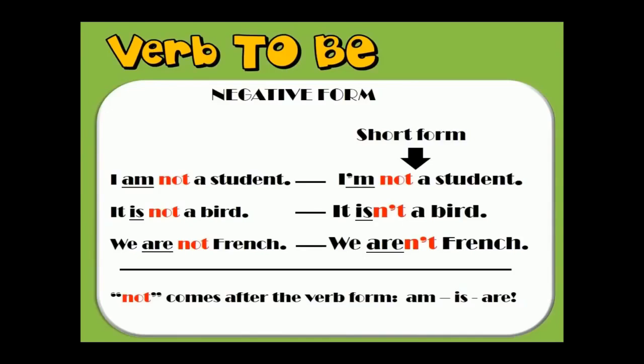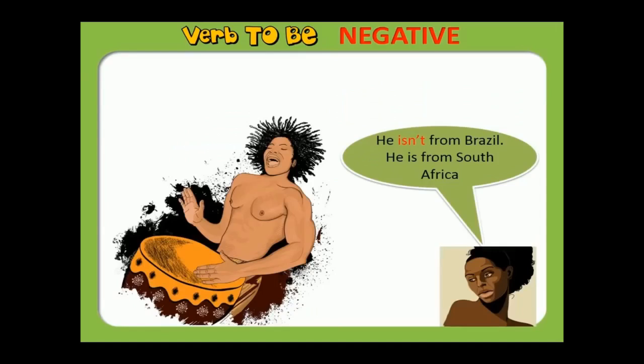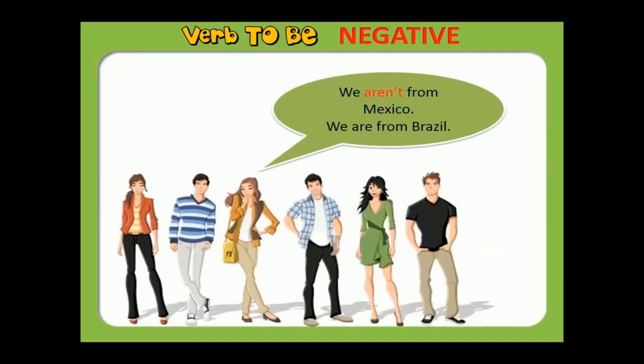Am, is, are. I'm not from Australia. I'm Chinese. He isn't from Brazil. He is from South Africa. We aren't from Mexico. We are from Brazil.